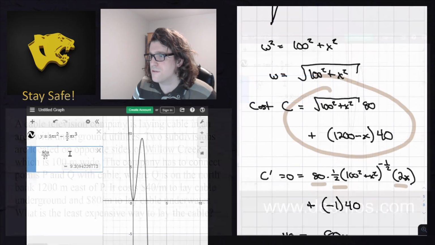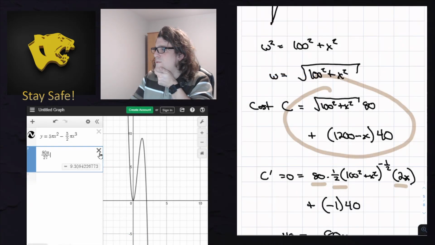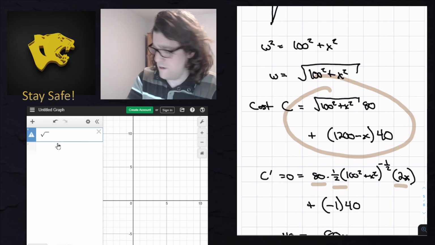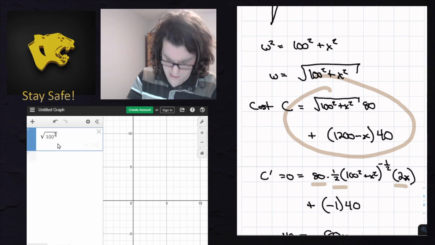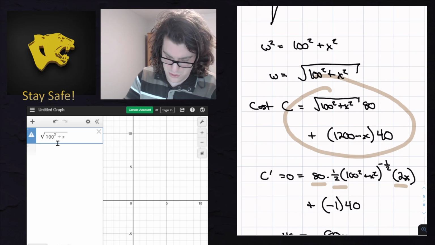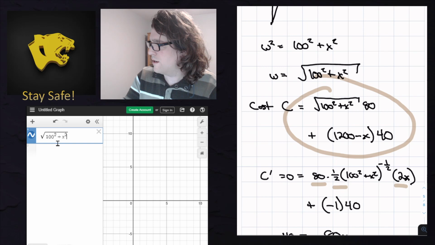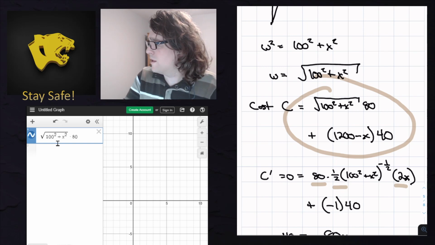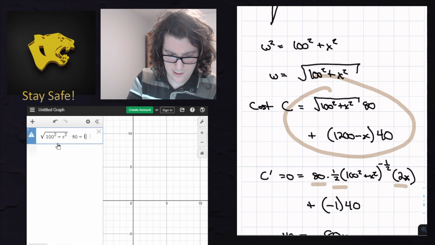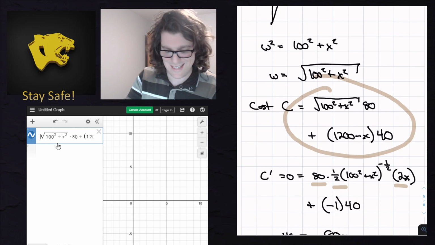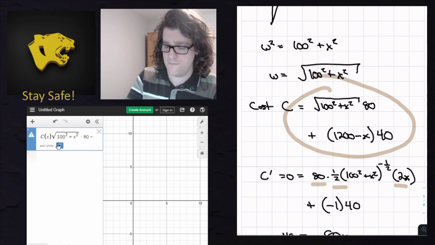No, I want to do this one. So let's do square root of 100 squared plus x squared times 80 plus 1200 minus x times 40. And I'm going to call this the c of x function.